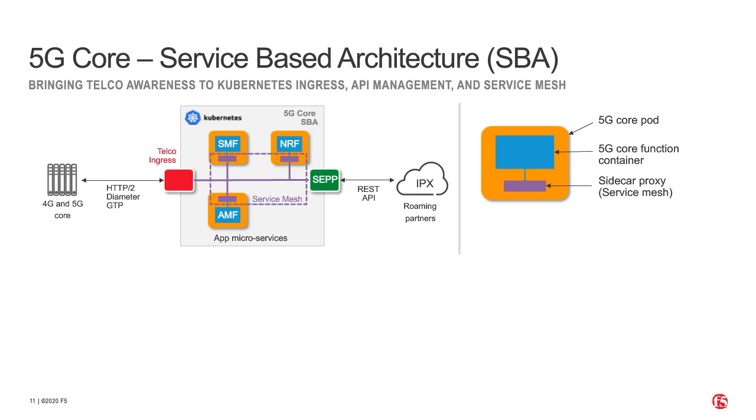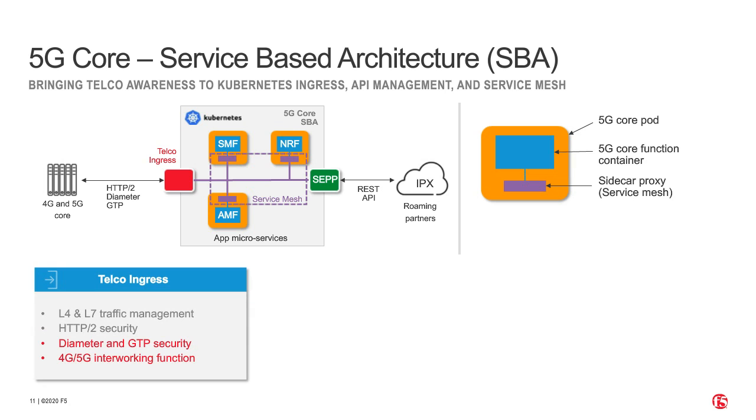So the thing here is that in order for a Kubernetes ingress to become a little bit more telco aware, you will need to add new protocols, which most solutions on the market providing Kubernetes ingress do not support today, which is diameter and security. And you might need some interworking functions on that entry point into your 5G core service-based architecture.